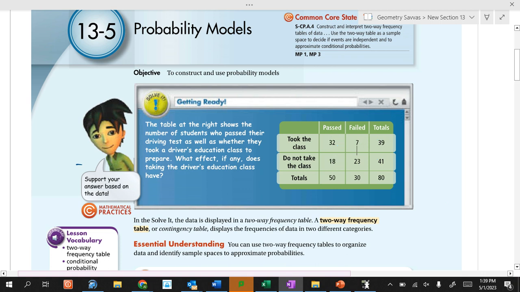Okay? So we could ask questions in various ways. We could ask, out of all the people who took their driver's test, what percentage passed, or what percentage took driver's ed, and what would that be? Out of all the people that passed their driving test, what percentage took driver's ed?